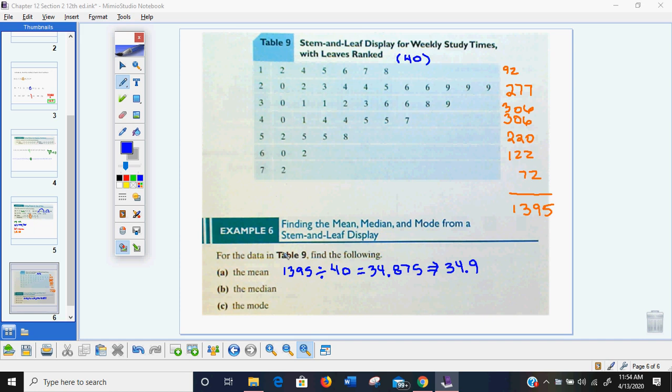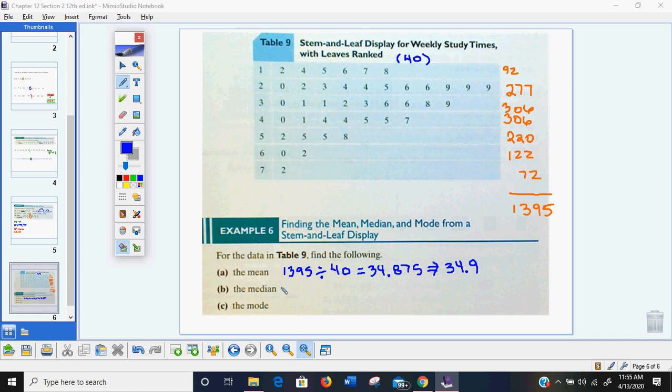Now, when we find the mean, what you need to do is add all of those numbers up. I broke it down by parts. If I added 12, 14, 15, 16, 17, 18, I got 92. If I added all my 20s, I got 277. When I added all my 30s, I got 306. And when I added all my 40s, I got 306. When I added my 50s, I got 220. My 60s was 122. My 70s was 172. And adding all of that up was 1395.